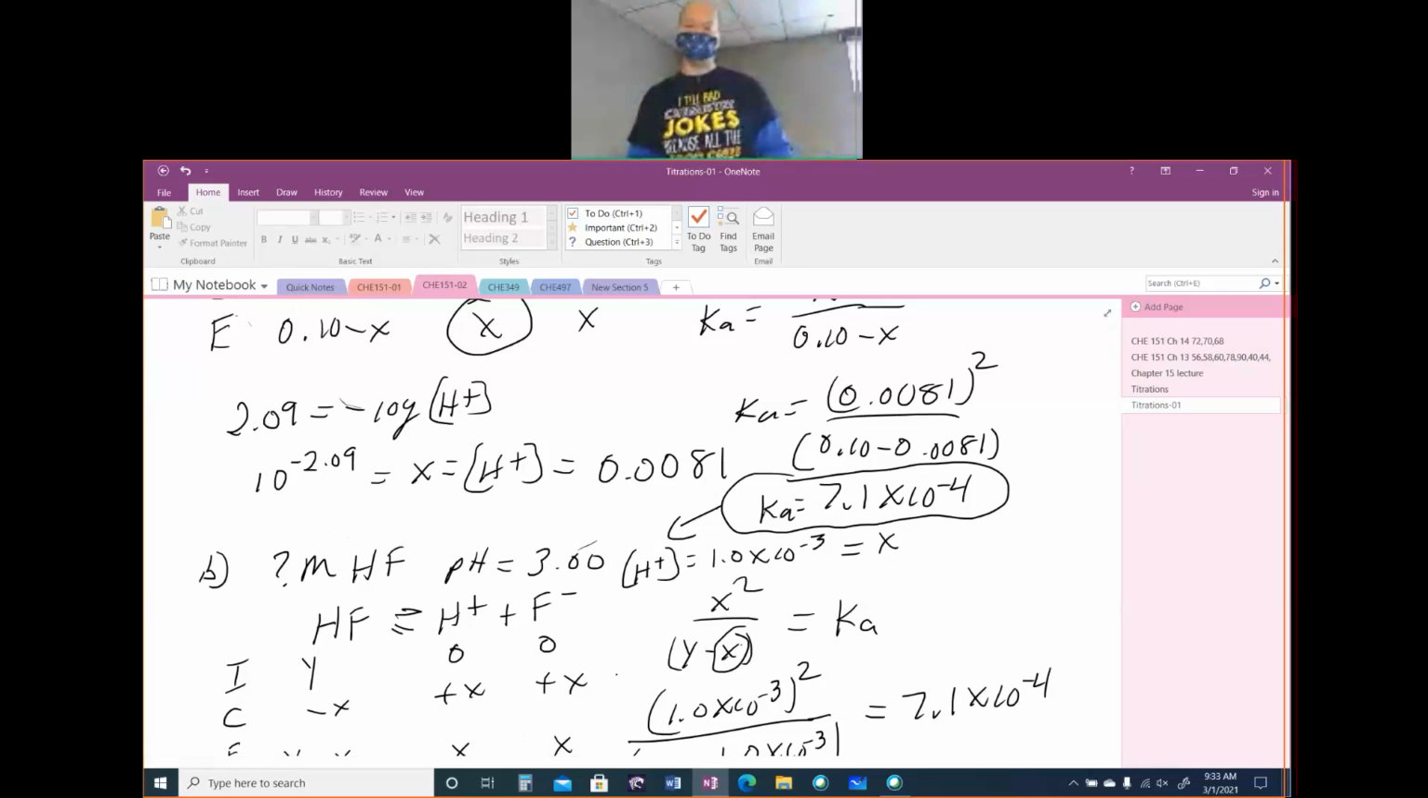So you plug the number in. You have X. It's 1.0 times 10 to the minus 3. It has to go in everywhere where you have an X. There are some cases where it's not going to change it. In this case, it would have changed it tremendously.